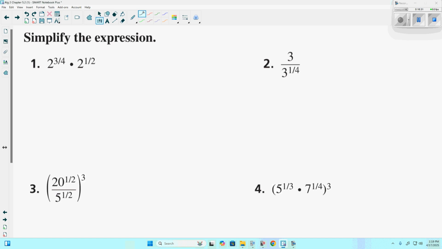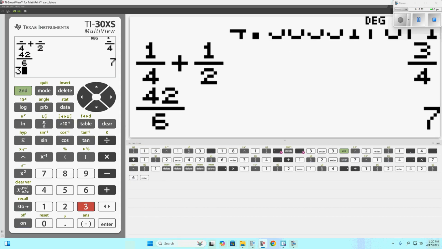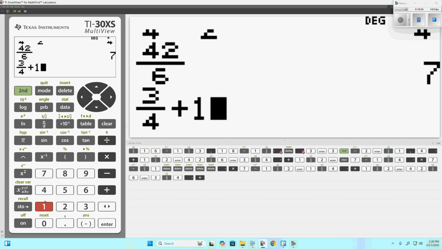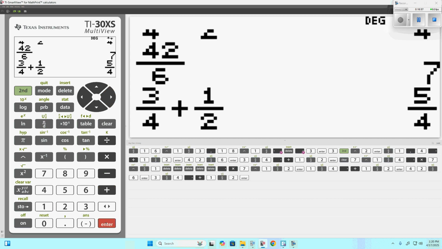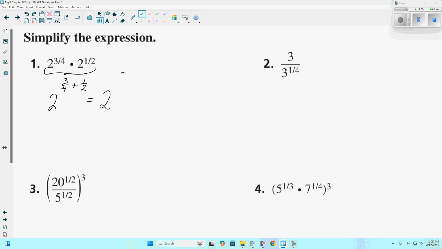Number 1, 2 to the 3/4 times 2 to the 1/2. We're multiplying like bases, so we can do what? Add the exponents. 2 to the 3/4 plus 1/2. 3/4 plus 1/2 is 5/4. 2 is a prime number, so we can't reduce that fraction at all. We can't make it any simpler, any nicer.